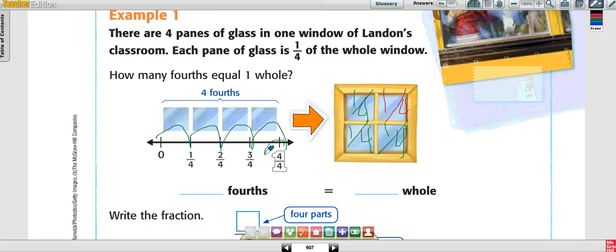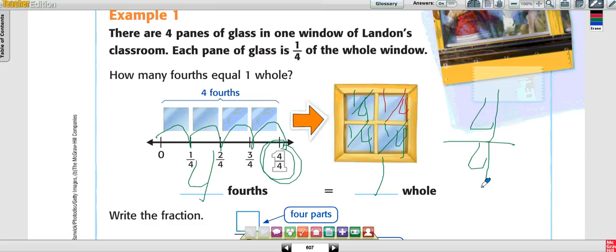Okay, so my fraction 4/4 is equal to 1 whole. So you see how they have it represented? Here's a fraction 4 over 4 or 4/4, and they have a little drawing of a number 1.